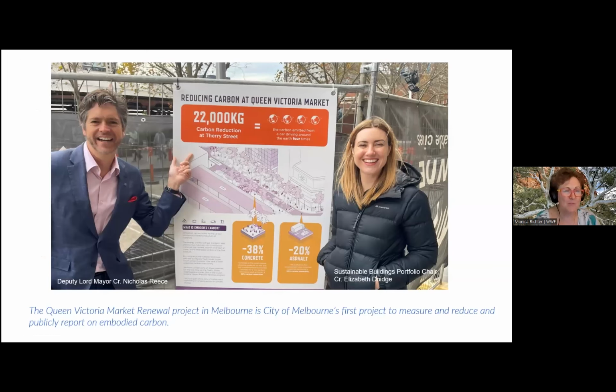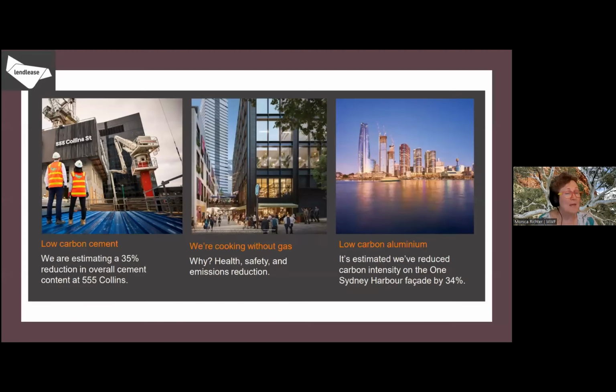So a couple of examples. You've got here 2 councillors from the City of Melbourne. I think the first billboard poster demonstrating how fantastic they have been in reducing embodied carbon. And this is Queen Victoria Market, so 38% reduction in concrete over business as usual and 20% asphalt. You've got companies like Lendlease, of course. They have been great champions for looking at reductions in a whole range of different materials and really forging the pathway ahead, particularly around their Barangaroo, but some of the other projects as well.